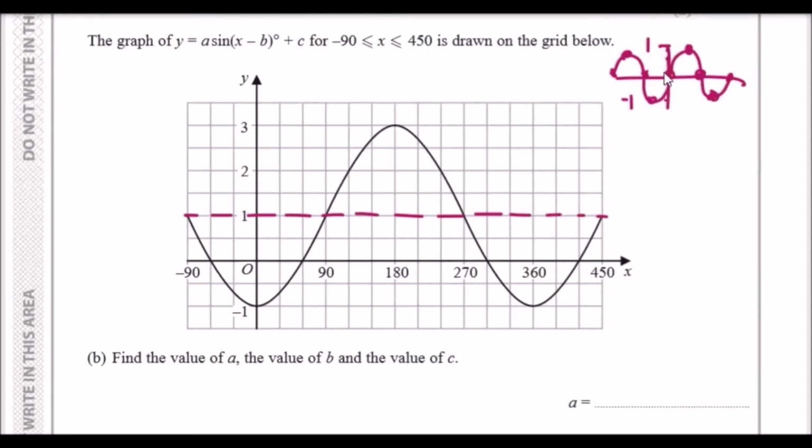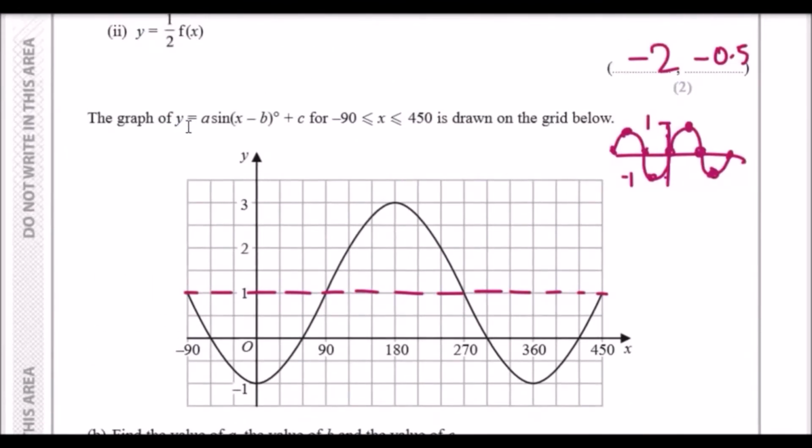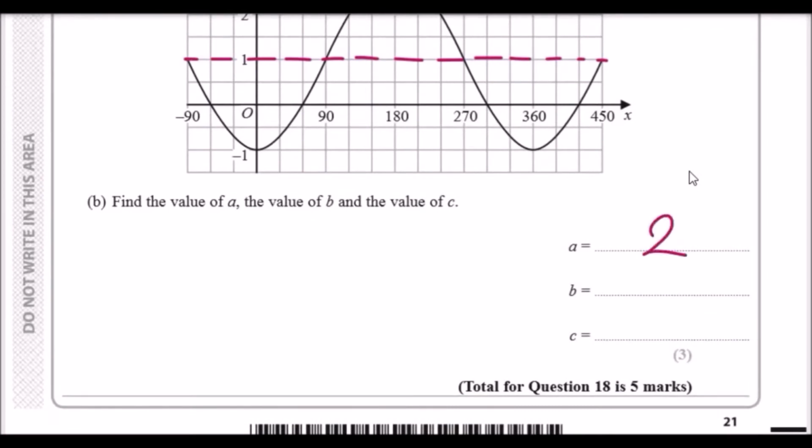Now, doing that, you can kind of see that the height from 0 to 1 is 1. So the distance is 1 here and 1 here. Here you can see the distance is 2. So what this means is that the graph itself has been doubled. So a in this case is a scale factor. It's been scale factored by 2. So we know straight off the bat that a is 2.